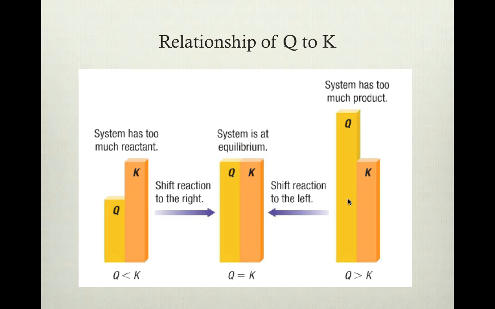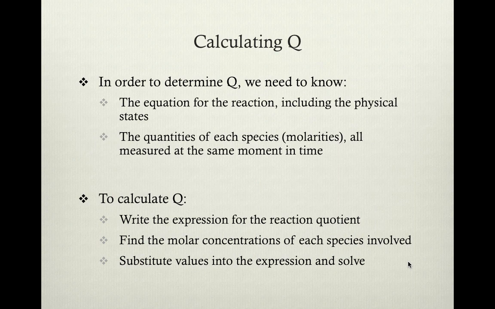Okay, and we're going to work through a sample problem to try to get a little bit more comfortable with this. So for calculating Q, we always need to have our balanced equation, keeping in mind the states. Remember, it's only gas and aqueous that are going in. We don't include solids or liquids. We need to know the molar concentrations at a specific time. To calculate our value for Q, we write out our expression for our reaction quotient, just like we did for the equilibrium constant. We have to know what our molar concentrations are, and then just plug it in.